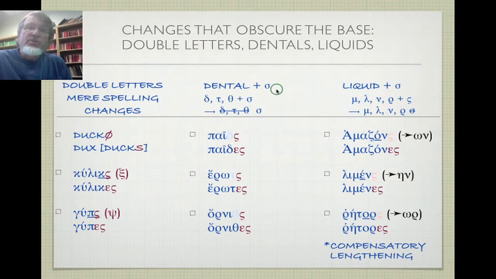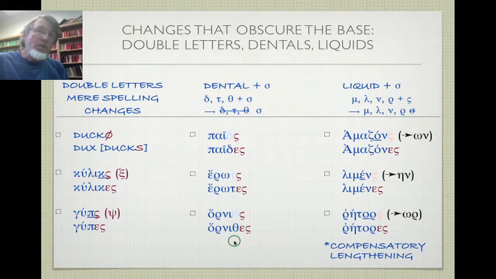There are other changes, though, that are more substantive. There's a whole group, a row of the nouns, in which the base, as you can see, ends in either delta or tau or theta. These consonants are called dentals, and that's because they're made by hitting the tongue against the teeth. Da, ta, tha. As it happens in Greek, whenever, not just in these words, but whenever a sigma follows a dental, that dental disappears.